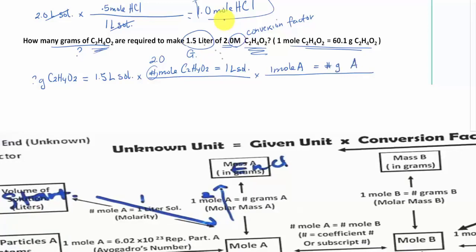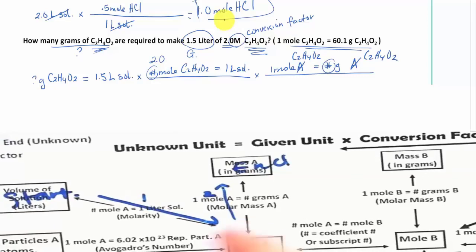Well, what is A in this case? It's the same chemical, so it must be C2H4O2. So this would be C2H4O2 as well. But what about that number right there? Well, of course, that is your molar mass right there, which is 60.1 gram. And that's it. That's all we have to do.